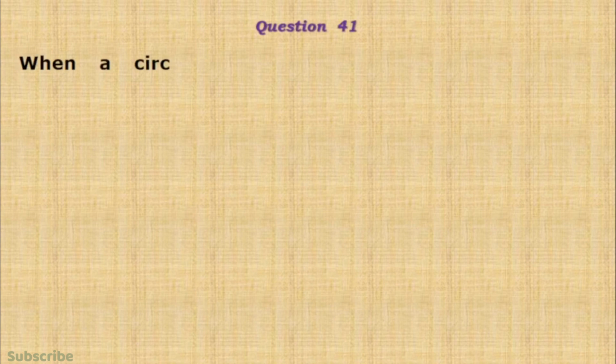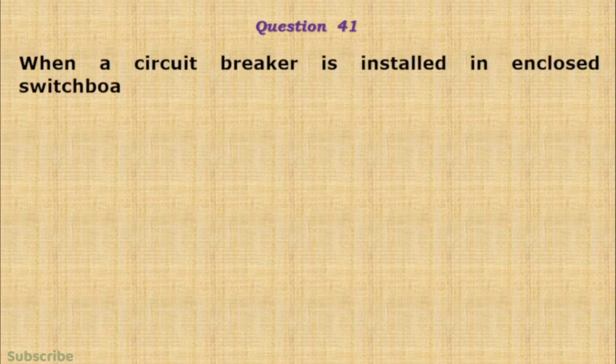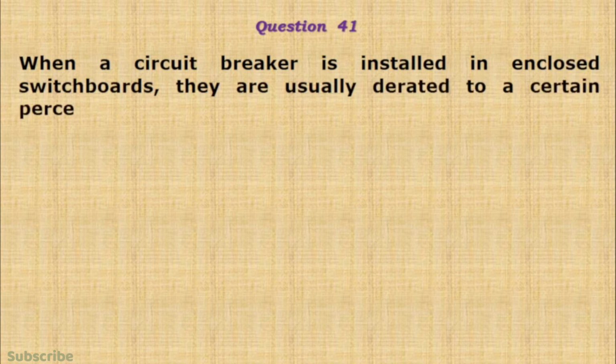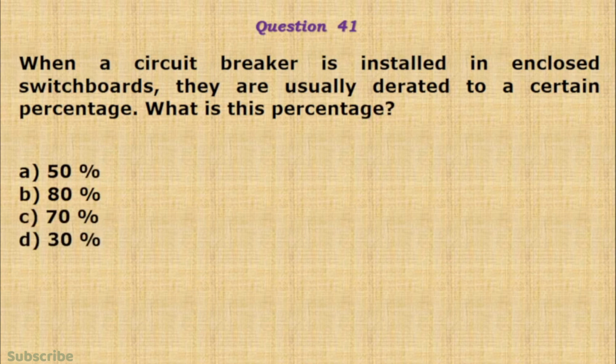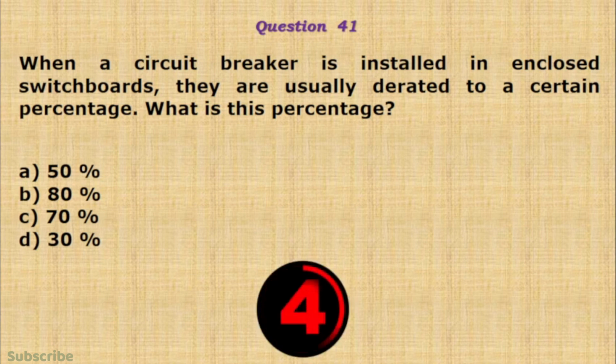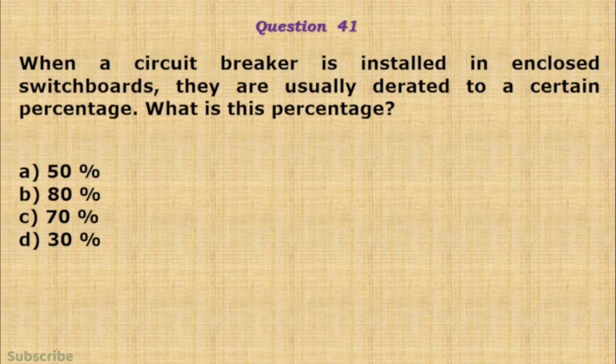Question number 41. When a circuit breaker is installed in enclosed switchboards, they are usually derated to a certain percentage. What is this percentage? A. 50%. B. 80%. C. 70%. D. 30%. The correct answer is letter B, 80%.